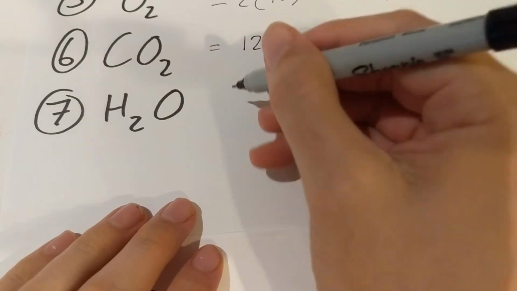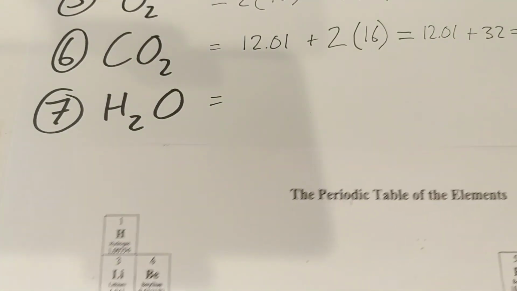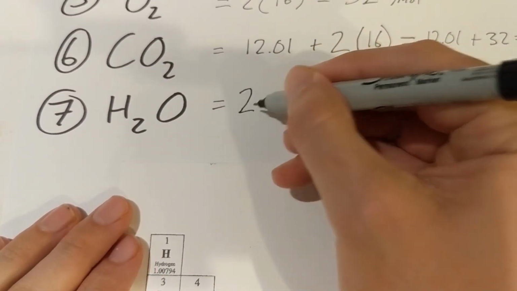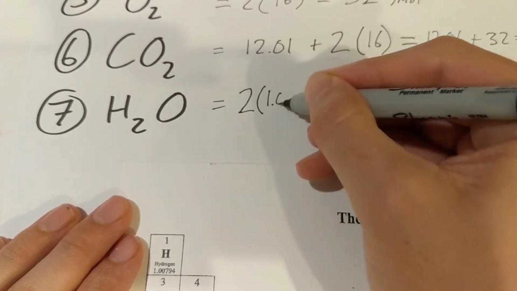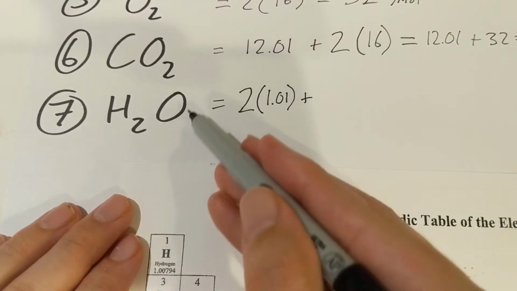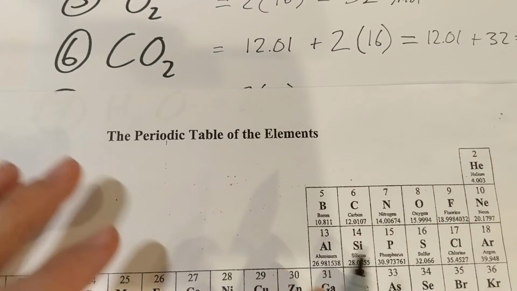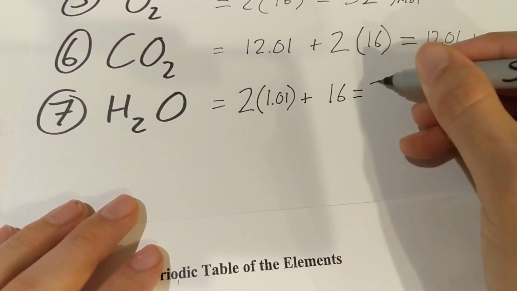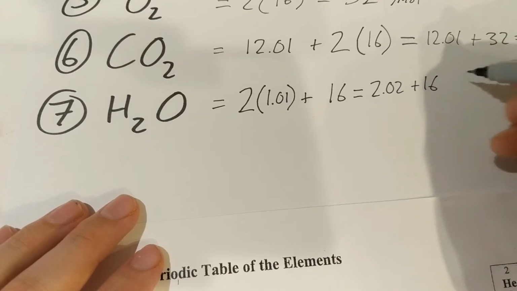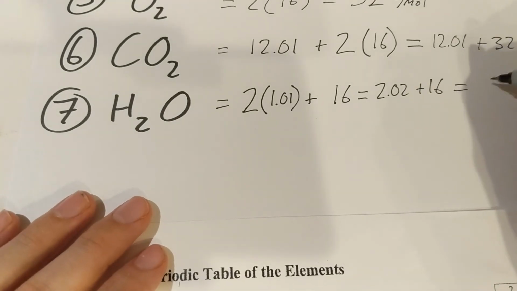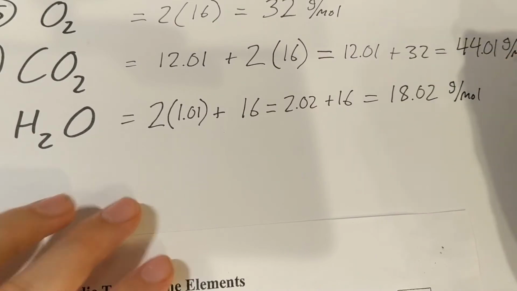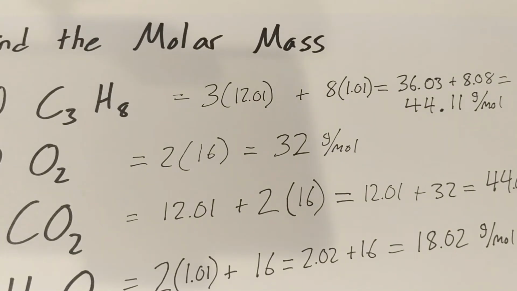Lastly, we have H2O, which is water. Again, we've already found the mass of 1 hydrogen, which is 1.01. In this case, we have 2 hydrogens, so we multiply that by 2. And in water, we just have 1 oxygen, with a mass of 16, so we add 16. So it'd be 2.02 plus 16, which equals 18.02 grams per mole.